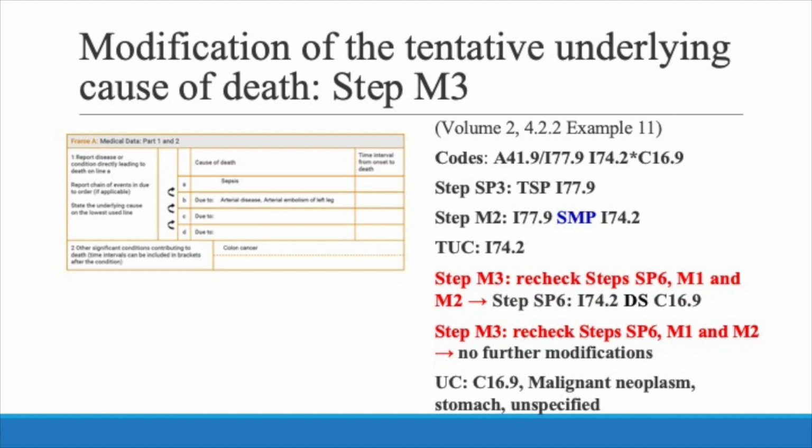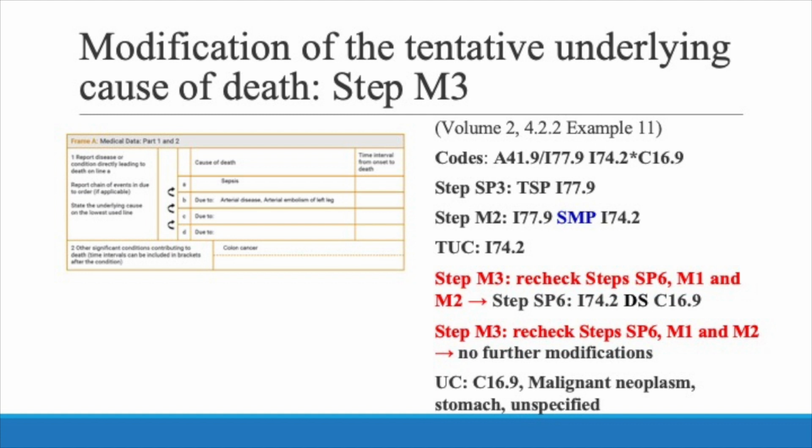On the certificate on line A is reported sepsis due to arterial disease on line B and arterial embolism of left leg, also reported on line B. And in part 2, colon cancer. Applying code numbers to each cause of death reported on the certificate, we would have A40.1.9 on line A. On line B, I77.9 and I74.2, and in part 2, C16.9.